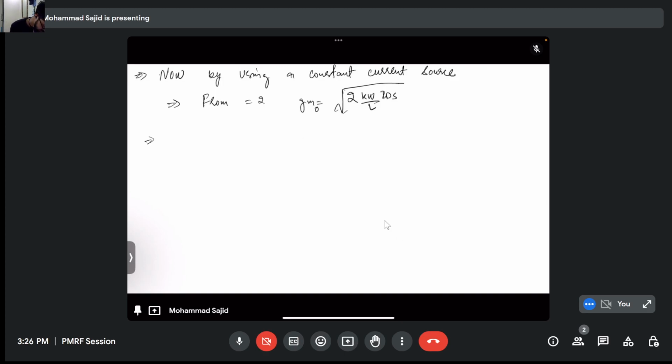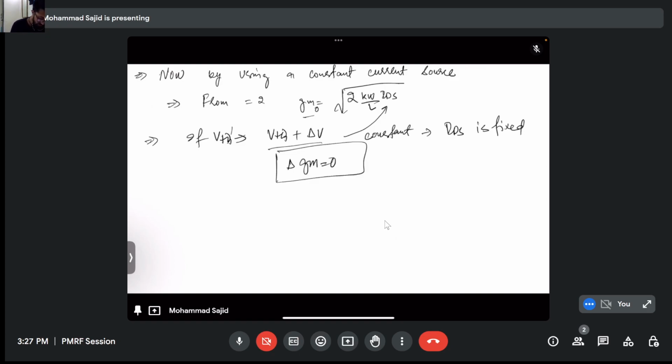Now, if VTH changes, there is a constant current source here. This is constant because it's an external bias. IDS is fixed. So there is no change in gm if there is a change in delta VTH. Therefore, delta gm is 0. Right? So this is a big advantage, right? Next is if mobility changes.